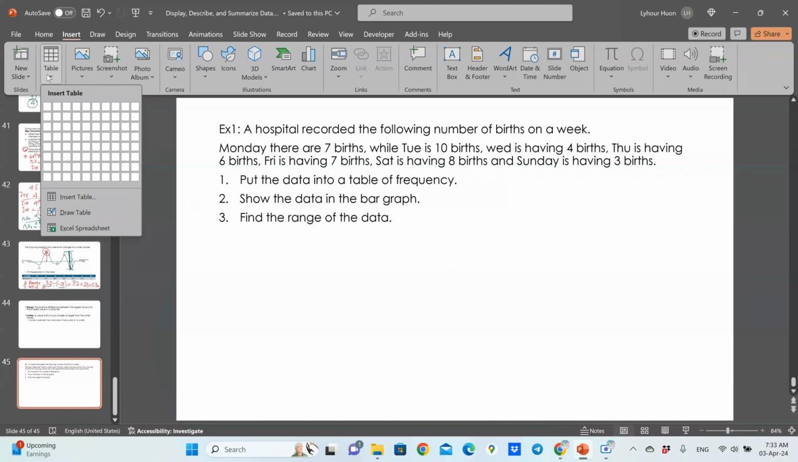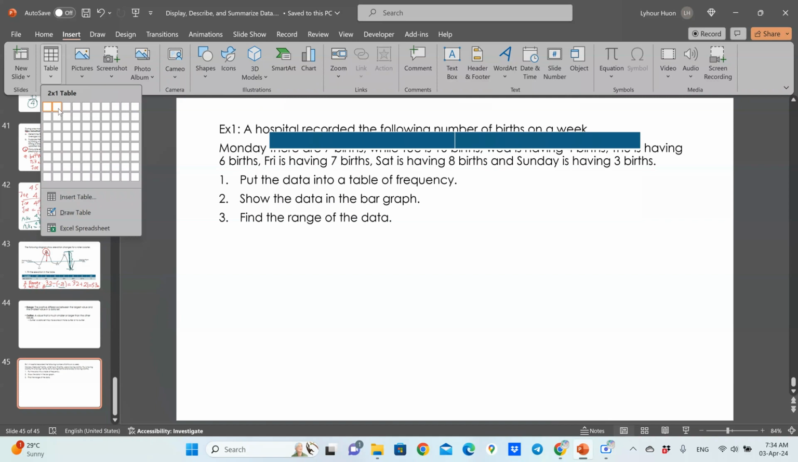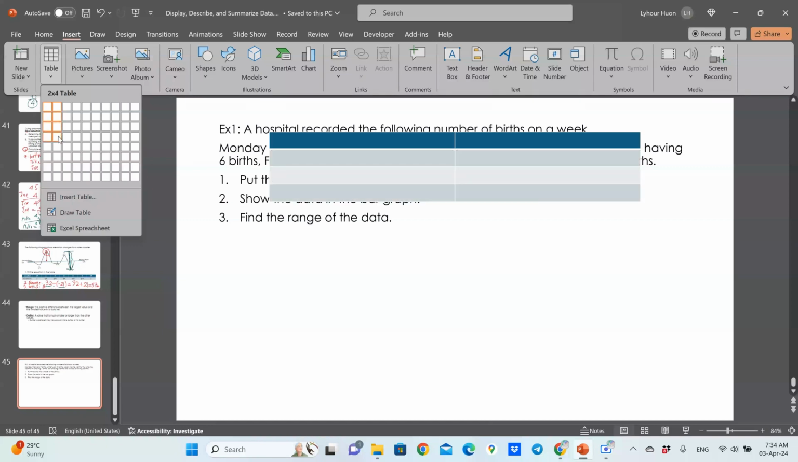Wait, columns are the horizontal ones, right? No, a column is like imagine the building, a column. One single cell is like this. This is columns, and this is row. 2 columns, 7 rows. Wait, no, I'm wrong. 7 columns, 2 rows. Yes, 7 columns 2 rows. So it looks like this.